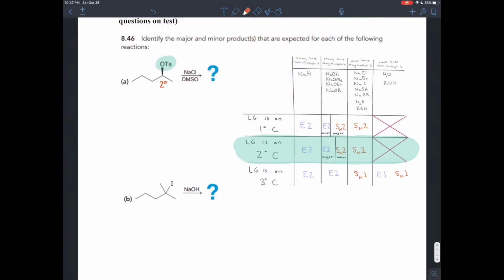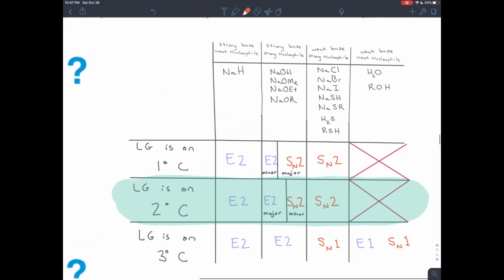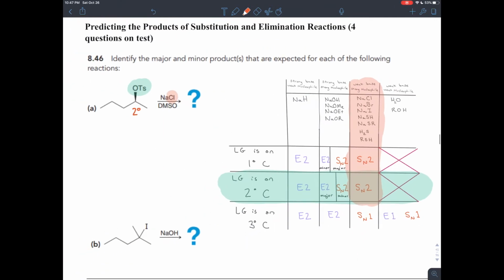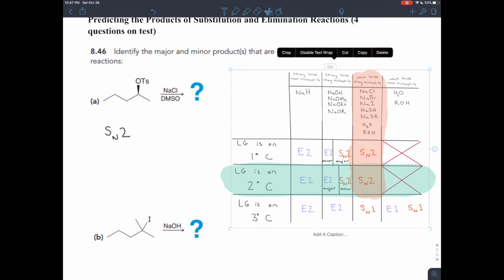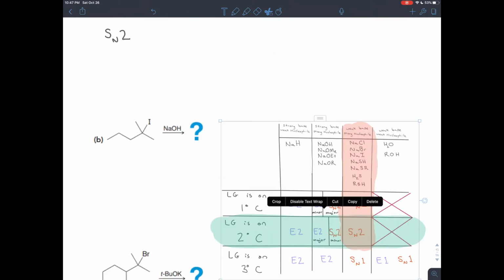Now, our nucleophile is really Cl-. Cl- is a weak base and a strong nucleophile. So when we see how that base/nucleophile overlaps with our substrate, we see that the only mechanism that can happen in this scenario is an SN2 mechanism. Okay, so that's the first step, identifying the mechanism. So we'll set this aside for the next exercise.